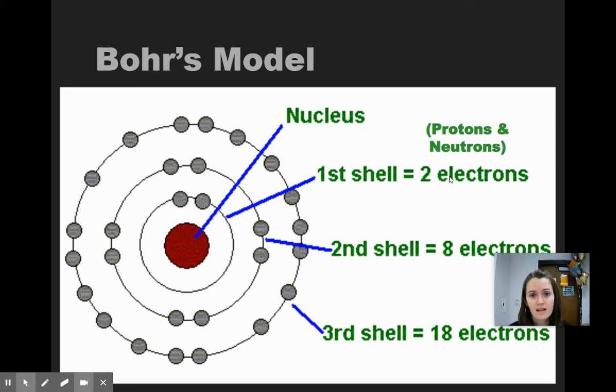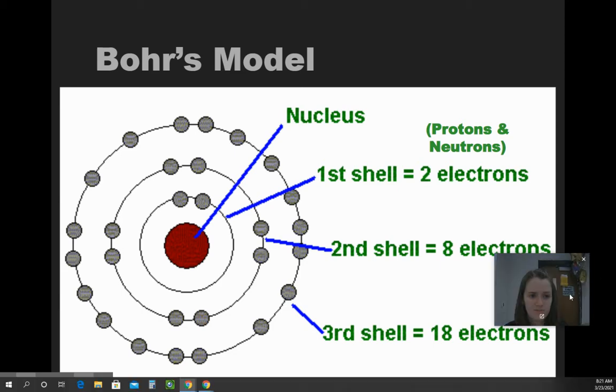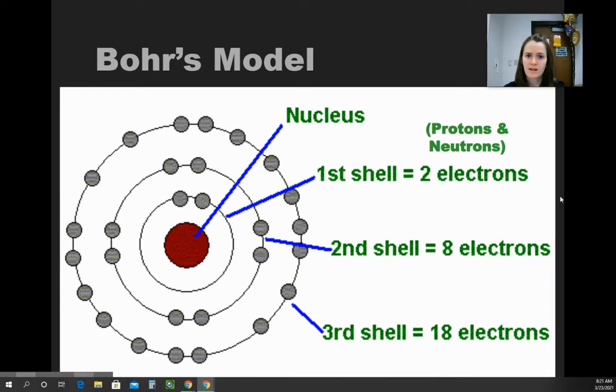And since then, we've learned more information about atoms. We know this is not 100% accurate, but the fact that there are energy levels is actually true. So I want you to learn how to draw Bohr models. This you do need to memorize right here. The first energy level can hold 2 electrons. The second one can hold 8. The third one can hold 18. And I'll explain why in just a minute, but that's the first thing that you need to know.